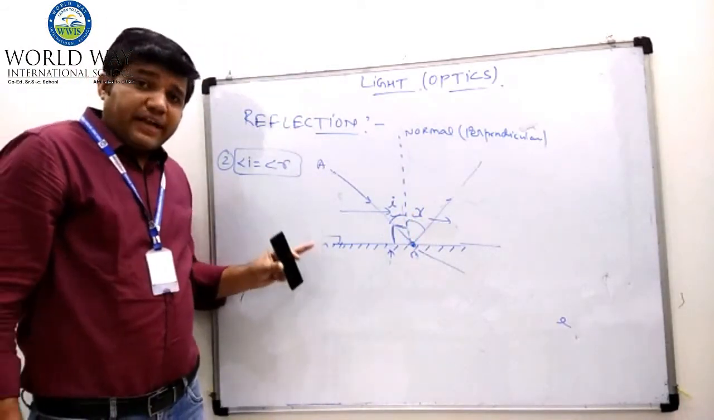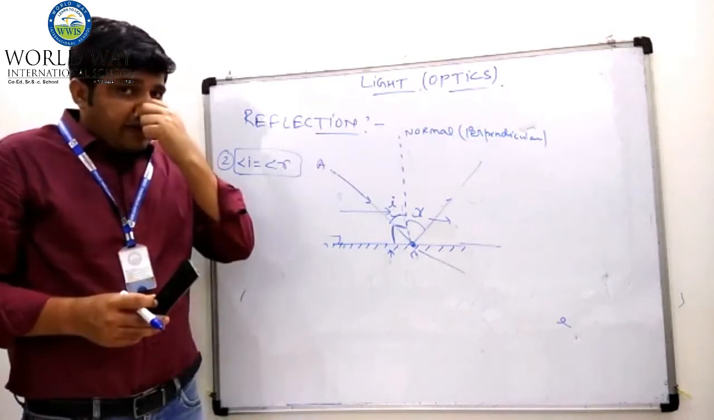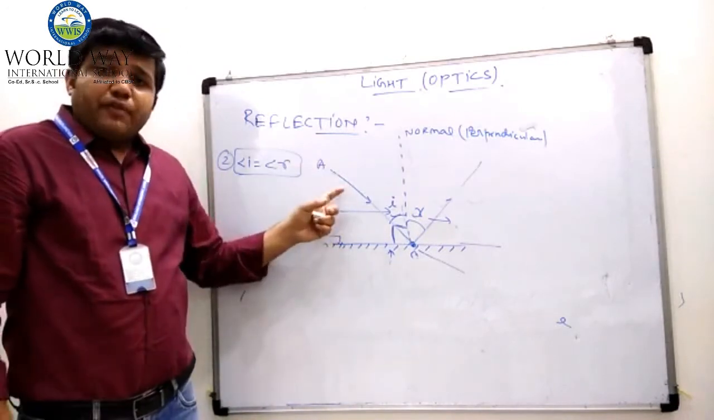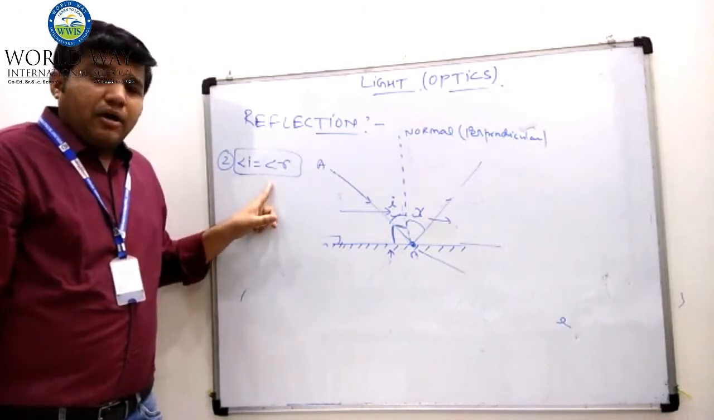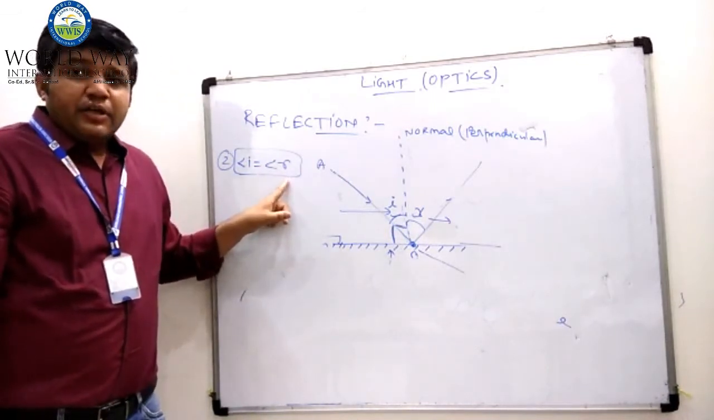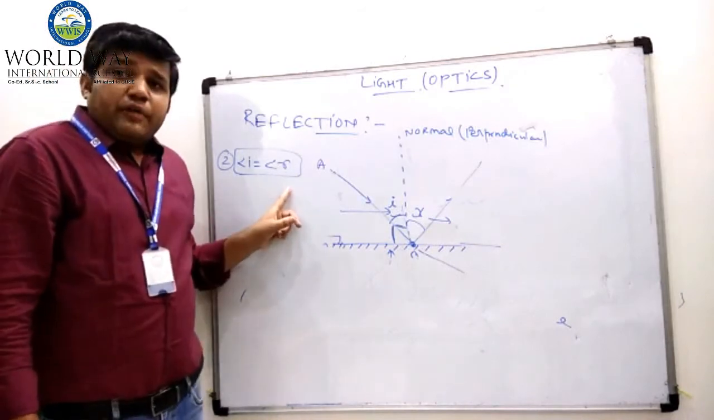Whether the surface is plane, convex or concave, it always follows that the angle of incidence is equal to the angle of reflection. Clear?